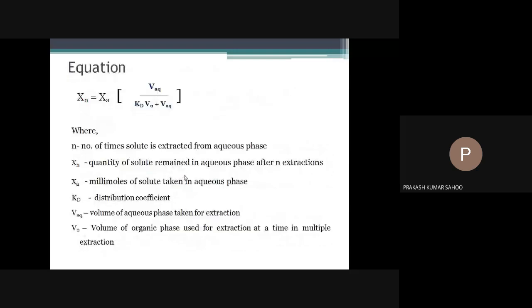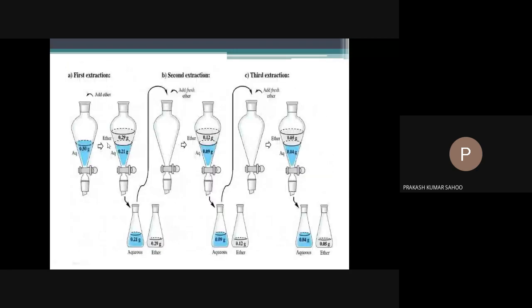Just see this one, this type. This is the first. I have taken 0.50 gram of the first liquid, then I have added 0.29 of the second liquid. Then I thoroughly mixed it. So what happened? The denser liquid will be at the bottom and the less dense liquid will be in the upper part.